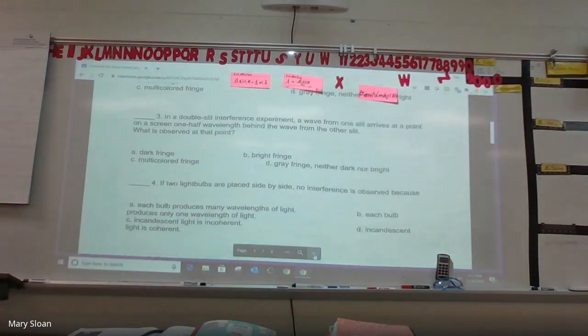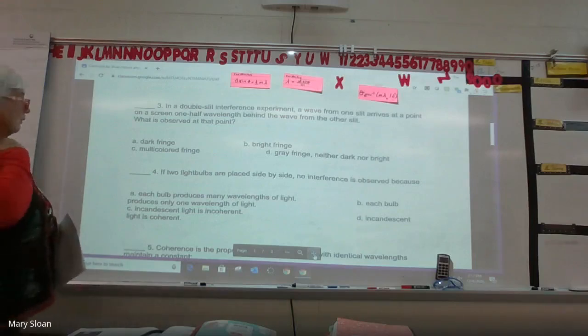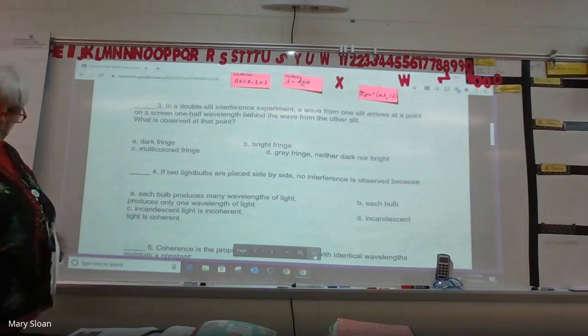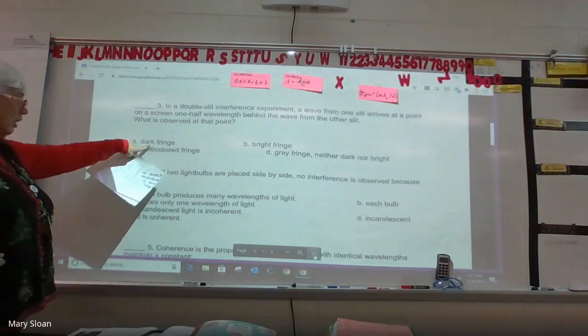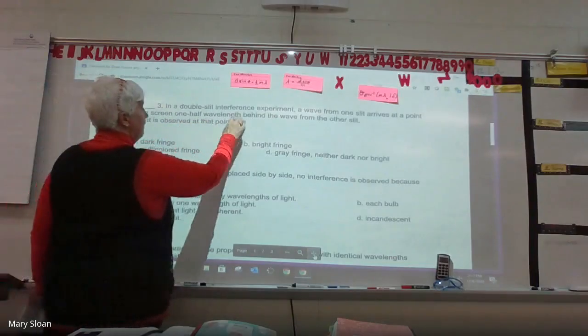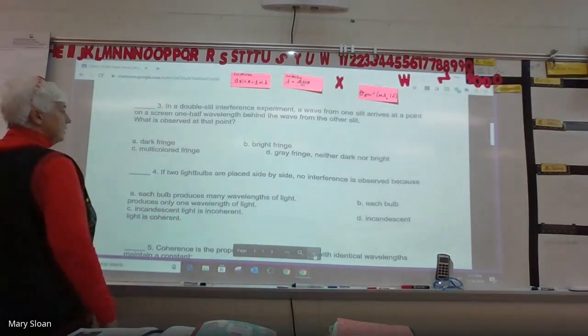Okay, so let's look at number 3. It says in a double slit interference experiment, a wave from one slit arrives at a point on a screen 1/2 wavelength behind the wave of the other slit. What is your observation? What do you think it was, sir? I think this one's B again. Okay, this one's a dark fringe. Why is it a dark fringe instead of a bright one? Is it because it's 1/2 and not 1? Yes, it's because it's 1/2 wavelength behind the wave. And if that is so, then we're going to talk about a dark fringe instead.